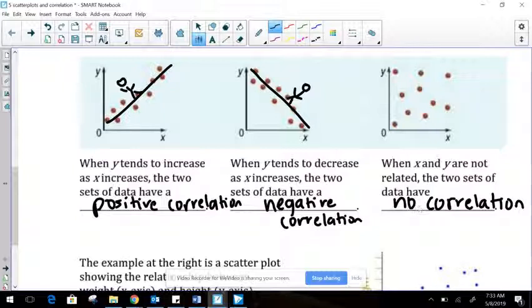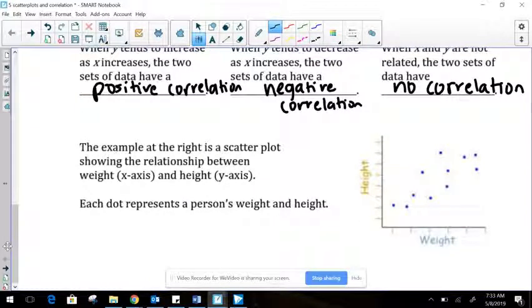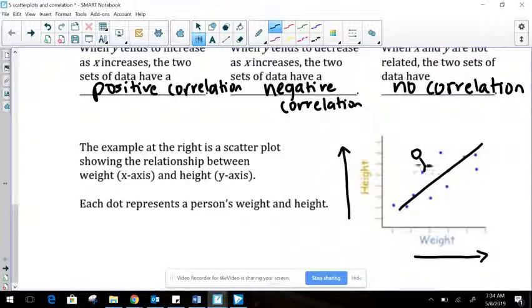Okay, so now we have an example down below. The example at the right is a scatter plot showing the relationship between weight and height. Each dot represents a person's weight and height. Since as their weight increases, their height increases generally, if we drew a line through here, it's for the most part going up. So, okay, that's a positive correlation. All right, easy enough so far.